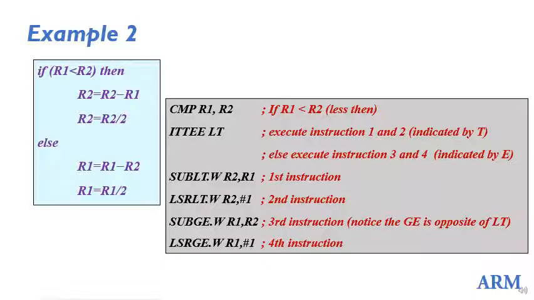Let us look at the second example, which involves data processing instructions. So the piece of C code, the if then else construct, is: if R1 less than R2, then R2 equal to R2 minus R1 and R2 equal to R2 divided by 2. Else, that is, if R1 is not less than R2, that means R1 is greater than R2, then R1 equal to R1 minus R2, R1 equal to R1 divided by R2.